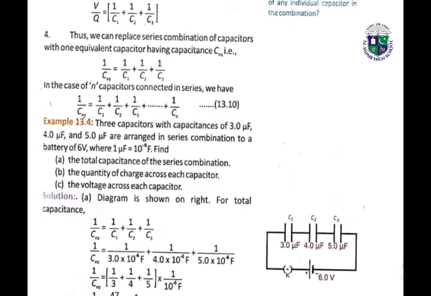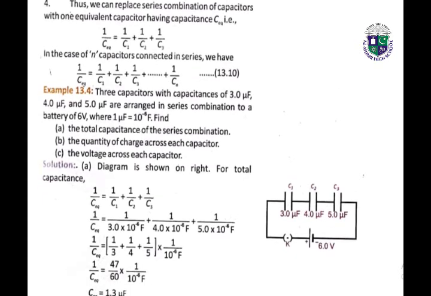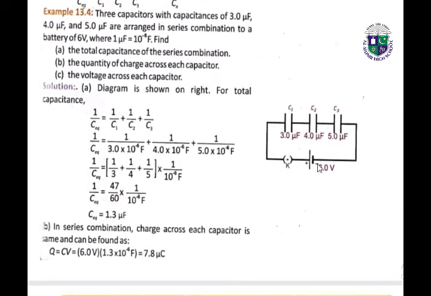Here we have example 13.4. Look at the statement of 13.4. Three capacitors with capacitances of 3.0 microfarad, 4.0 microfarad and 5.0 microfarad are arranged in series combination to a battery of 6 volts, where 1 microfarad is equal to 10 to the power minus 6 farad.